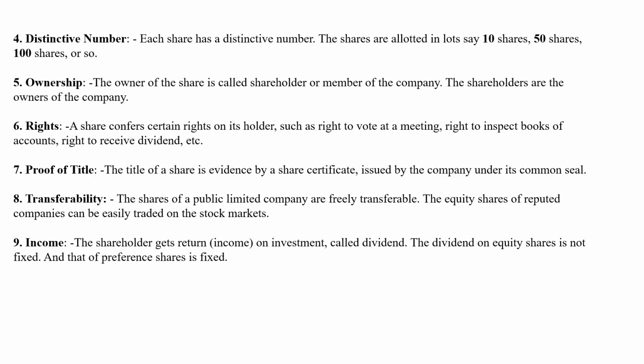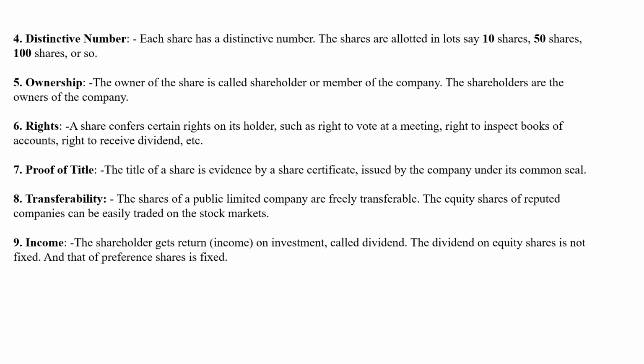Distinct number. Each share has a distinct number. The shares are allotted in lots, say 10 shares, 15 shares, 100 shares and so on. Ownership. The owner of the share is called shareholder or member of the company. The shareholders are the owners of the company. Rights. A share confers certain rights on its holder, such as right to vote at a meeting, right to inspect books of account, right to receive dividend, etc.